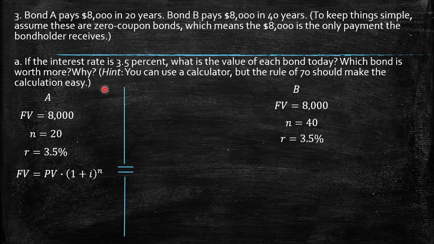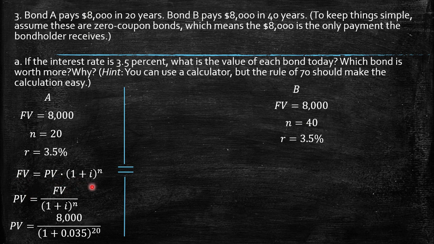So here we have the interest rate. So here we have the formula. I just replace I by the present value. So the present value is exactly equal to the final value over this. Then you just replace 8,000 over this. This is the interest rate, 3.5% over 100. It makes 0.035 elevated to 20. Then you have this factor of discount, and then the present value of the bond A should be exactly this one.